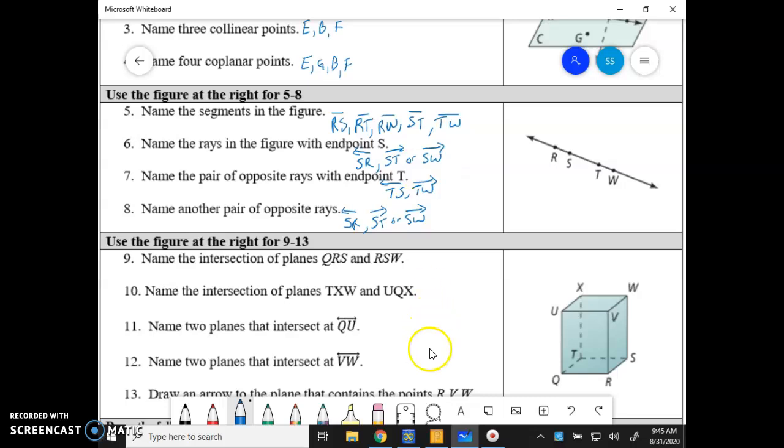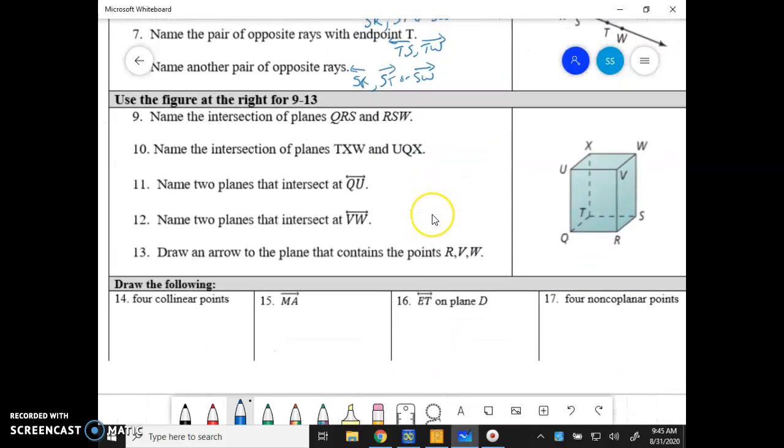All right, moving on. Name the intersections of planes QRS and RSW. The intersections of planes QRS. So let's see. Q is here, RS. Okay, so based on those three, I know that we're talking about this bottom plane. Okay, now let's use a different color. RSW.